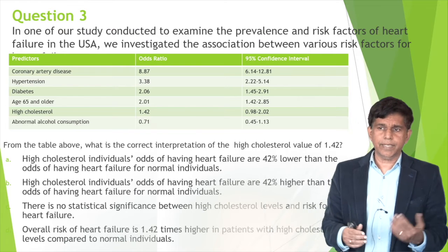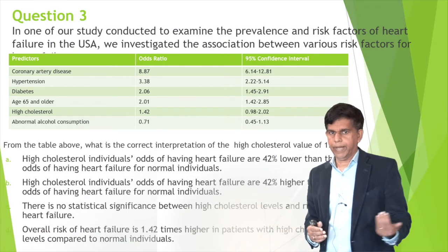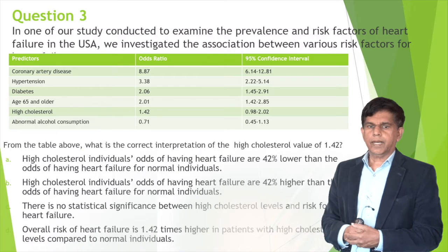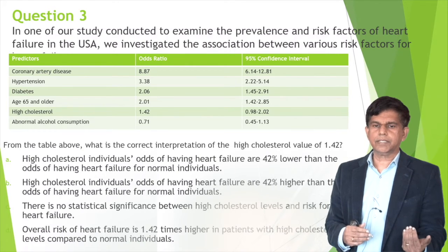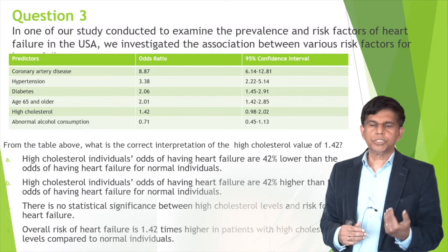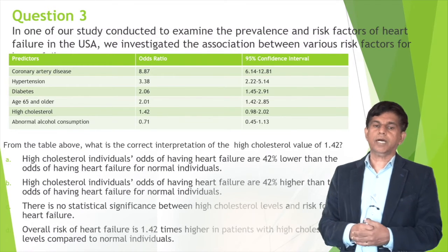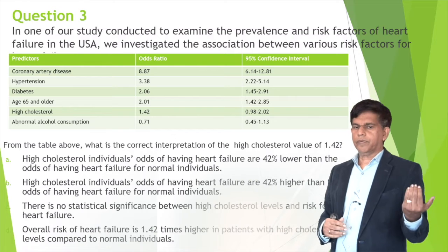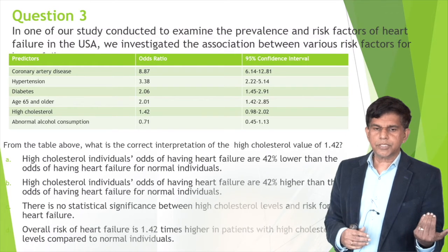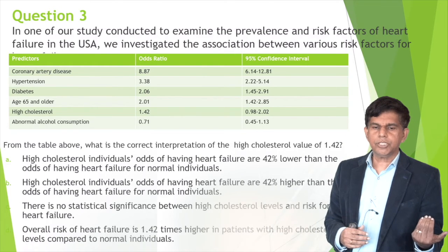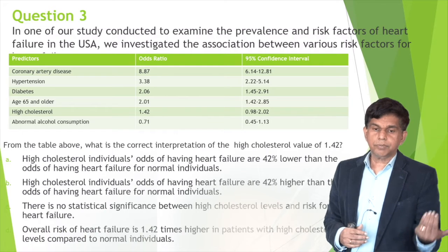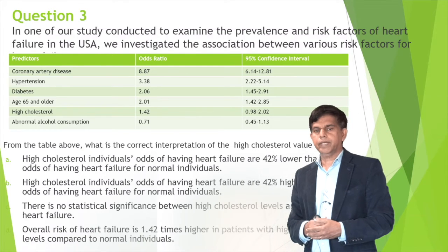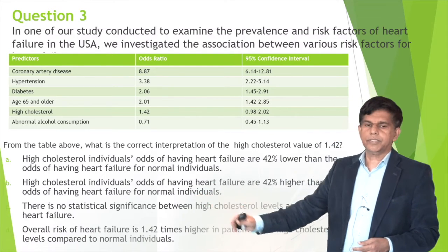This is actually a study I published a few years back. In one of our studies conducted to examine the prevalence of risk factors of heart failure in the U.S., we investigated the association between various risk factors for heart failure. So we have coronary artery disease with odds ratio 8.87, hypertension 3.38, diabetes 2.06, age 65 or older, high cholesterol, and abnormal alcohol consumption. We gave you the odds ratio in the middle, and on the right you had the confidence interval.